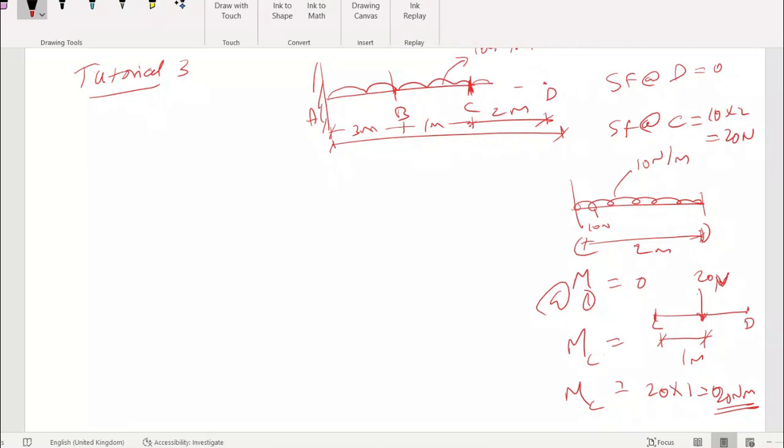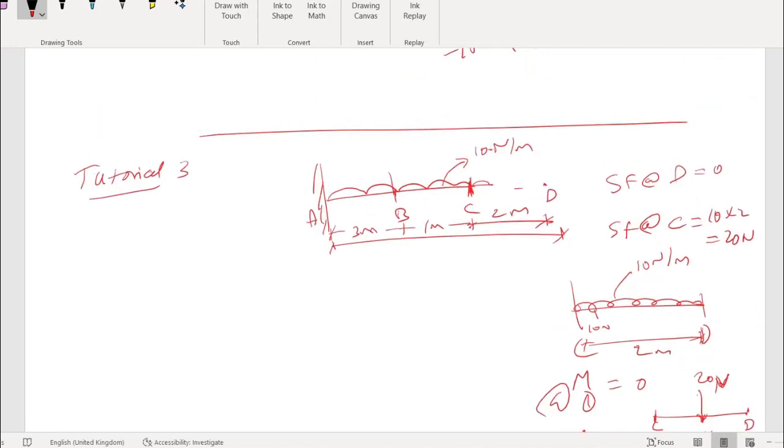Like this, you please calculate everything. I will upload this video so that you can refer to it for your understanding. One by one you calculate. When you go to B, it will be converted into UDL first. B to D, you convert into UDL first. It will be acting at the middle of 3 meters, 1.5 meter. So 10 times 2 is 20 Newton, acting at 1.5.